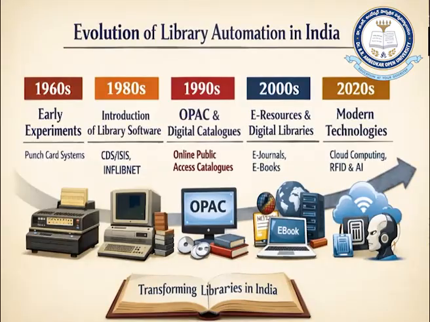Evolution of library automation in India. In 1960 we could see early experiments, that is the punched card system. Then in the 1980s we could see the introduction of library software, CDS/ISIS and others. In 1990, OPAC and digital catalog, the online public access catalog. In the 2000s, e-resources and digital libraries: e-resources, e-books, e-journals.